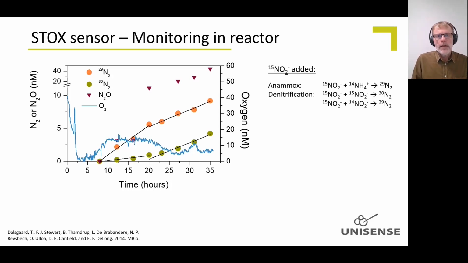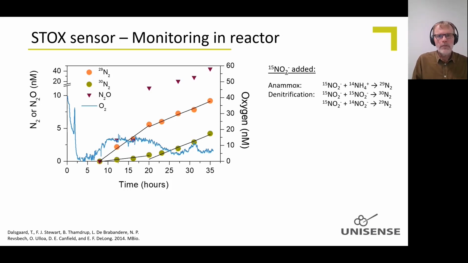So this is an experiment where we added 15N nitrite. We were interested in measuring anammox and denitrification, and from isotope pairing, they will form 29 or 30N2 gas. We measured that by mass spectrometry on discrete samples. You can see 29 and 30N2 here. But we were able to control and measure the oxygen. That's the blue line here.